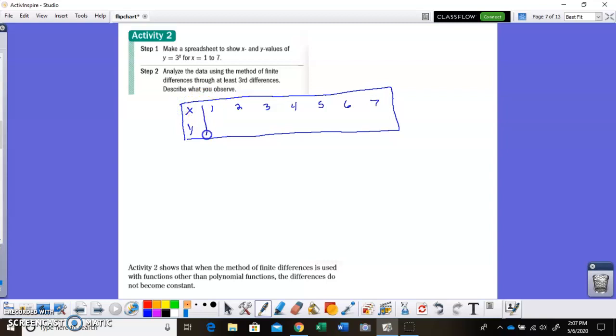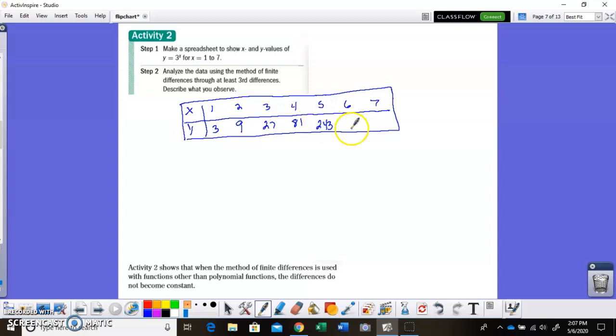are going to go along with them. So I'm basically just using my x's as my exponent. 3 to the first power is 3. For the 2, 3 to the second power, 3 squared is 9. 3 to the third power is 27. 3 to the fourth power is 81. 3 to the fifth power is 243.